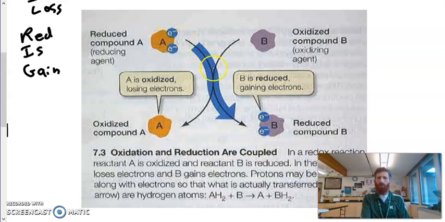It's going to allow something else to be reduced. It itself is going to be oxidized, okay? And then if we look at compound B right here, this is already oxidized. It's already been oxidized. It's already lost its electrons, okay?